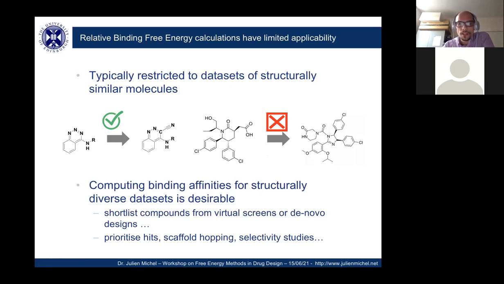So we could imagine that would open up use cases for free energies that we don't quite see yet, such as shortlisting compounds from a virtual screen, as a filter for de novo design, prioritizing hits you may have from a fragment campaign, for instance, thinking about scaffold hopping, or even binding selectivity studies, and we'll talk a bit about that today.